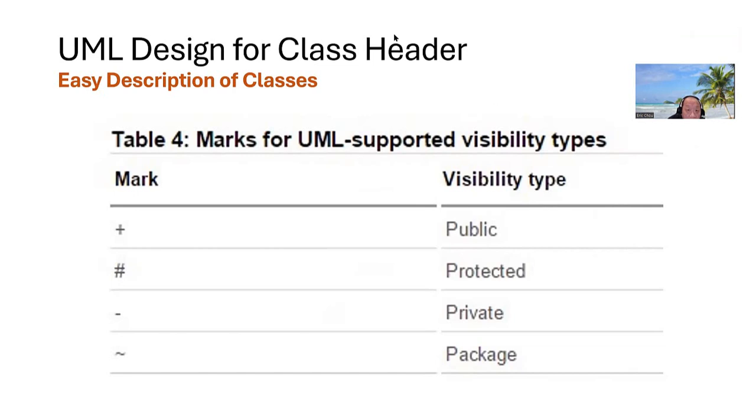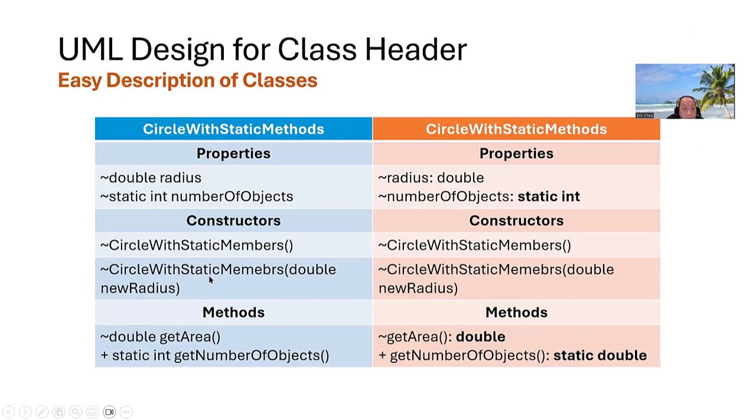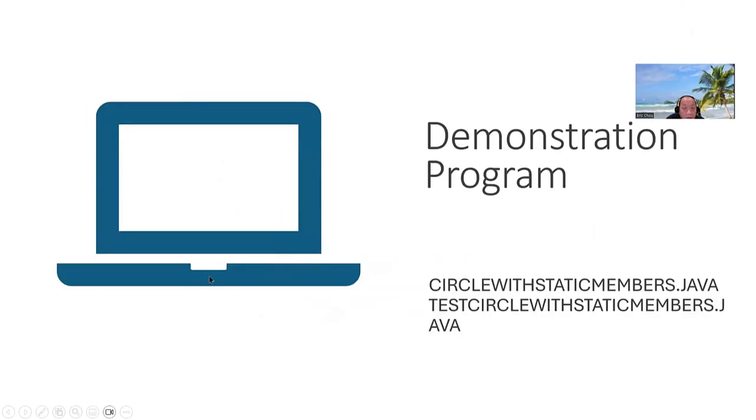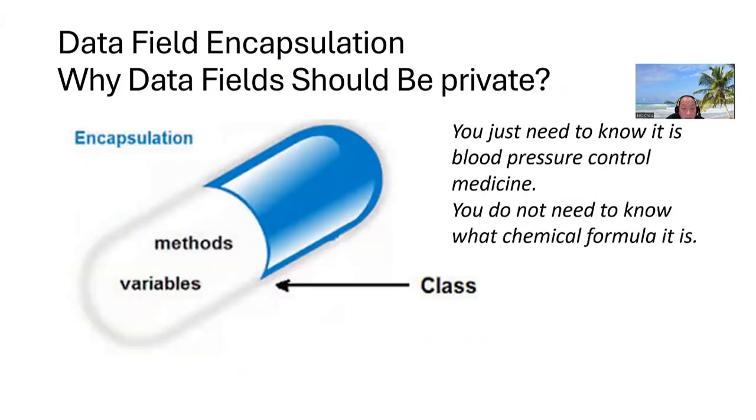I'm sorry, I'm a little bit off. Protected is using the sharp sign. Default is actually using the tilde, I'm sorry. These are the UML marks. I don't want to spend too much time on this visibility part, I just want to give you the concept.